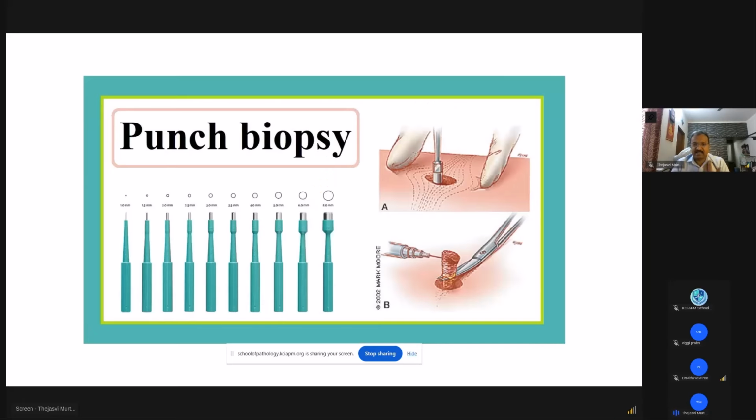So everybody is aware that it's a punch biopsy. This punch is done in so many sizes actually. You can do a 6 mm or 8 mm punch also. So from 1 mm to 8 mm you can do a punch, and usually the depth is desirable. For example, if you want the subcutaneous tissue, you can go deeper, and it depends on the site of the biopsy as well. So the depth is decided by the site of the biopsy, and if you want to include the subcutaneous adipose tissue, the depth is more.